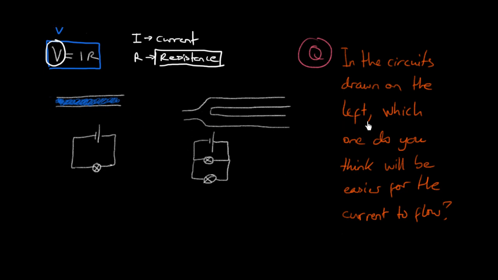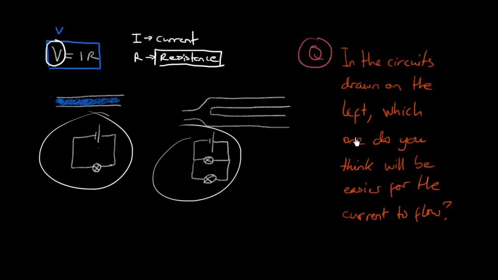It says in the circuits drawn on the left, these 2 circuits in this case, which one do you think will be easier for the current to flow through? And notice this one has 2 bulbs and this one has only 1 light bulb. We're going to assume for this question that the bulbs have exactly the same resistance, the same properties, and this circuit here we call, and we'll talk about this more, I've already mentioned these, but it's good to refresh. These are called parallel.